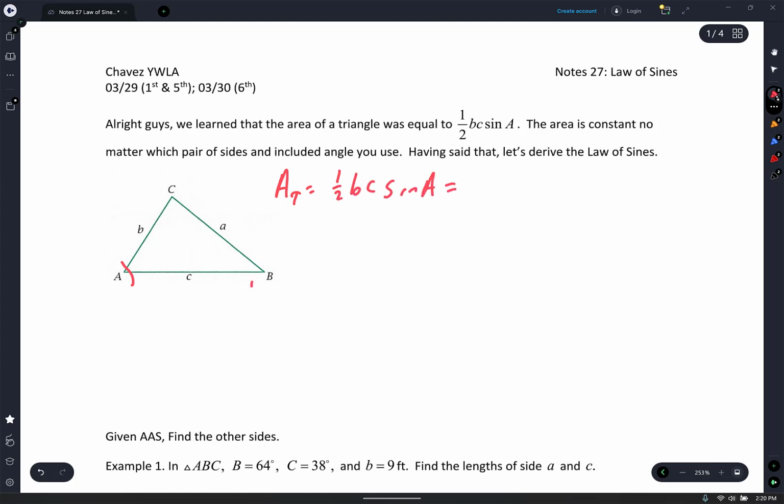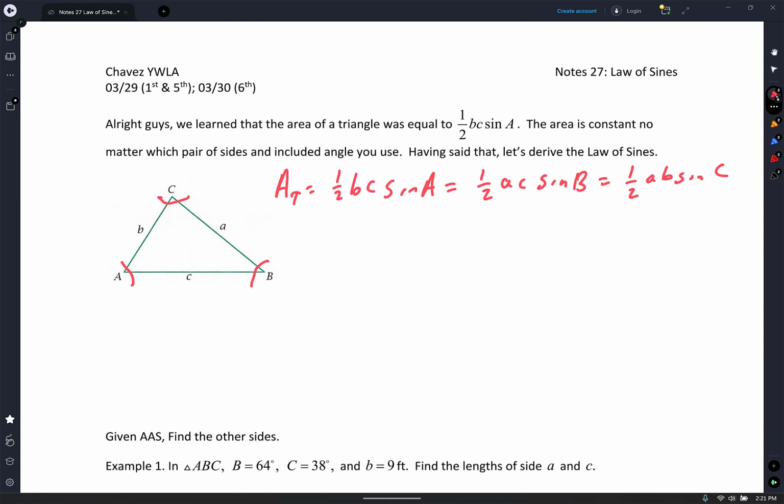If I told you that I want to see angle B for the area of this triangle, then you would tell me 1/2 AC sine B. And if I told you that I want to see angle C for the area of this triangle, you would tell me 1/2, what did I say? Sine C. So 1/2 AB sine C. All three of those will give me the same area of that same triangle. Do you guys agree?